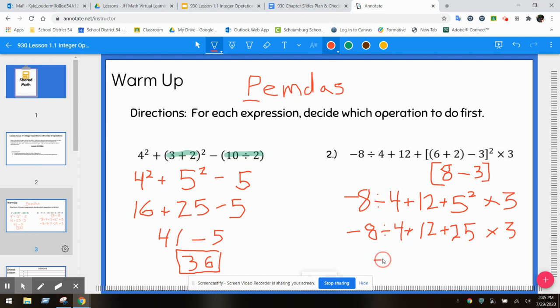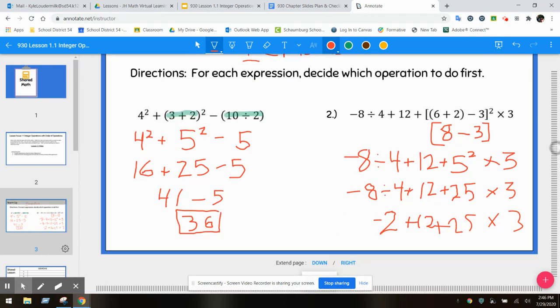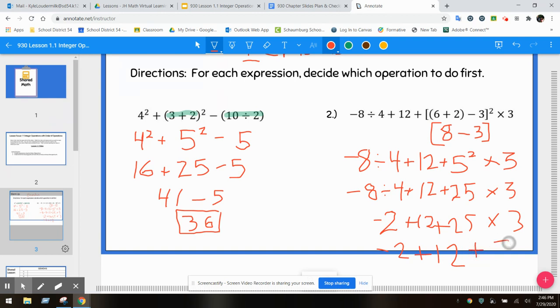-8 divided by 4 becomes -2. Remember to keep that negative. So -2 plus 12 plus 25 times 3. All right, we'll move up the screen. Now I have -2 plus 12 plus 25 times 3. I'm going to rewrite the -2. Oh, hold on. Let me send the page down. -2 plus 12. Now the 25 times 3 becomes 75.